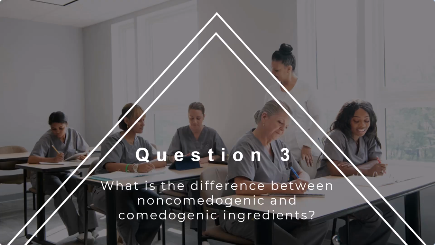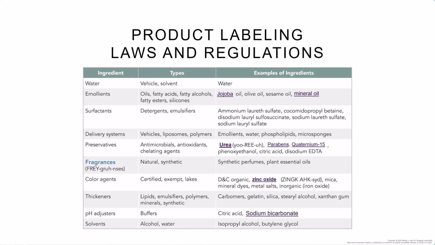Question number 3 is, what is the difference between non-comedogenic and comedogenic ingredients? Every ingredient that is used in cosmetic chemistry has a purpose in the finished product, so that means there are no filler ingredients. But ingredients are divided into 2 main categories, although some ingredients can serve multiple roles in products and can act as both. So one category is functional ingredients.